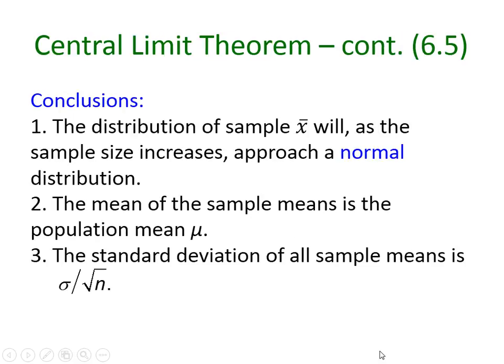Then if we've met those criteria, the conclusions are: the distribution of sample means, so x bar, will, as the sample size increases, approach a normal distribution. So if your sample size is big enough, the distribution of your sample means will approach a normal distribution. The mean of the sample means will be the population mean, mu. So if your sample size is big enough, the mean of all those sample means will approximate the population mean. Also, the standard deviation of all the sample means is the population standard deviation divided by the square root of n.